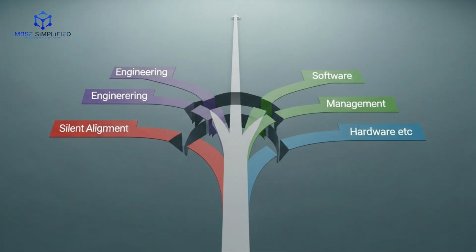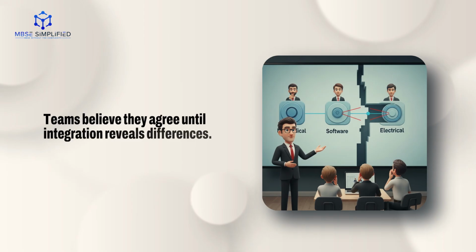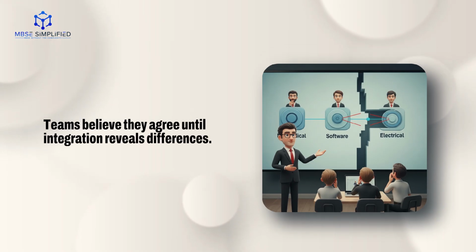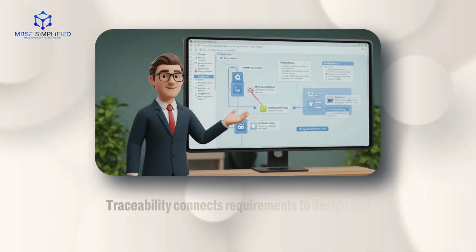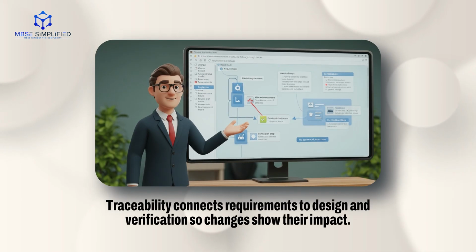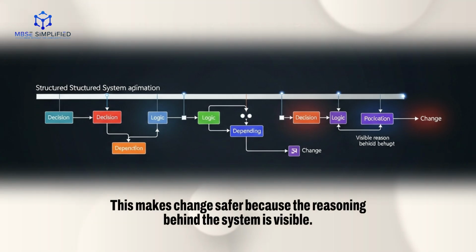Large systems involve many disciplines, each viewing the system from its own perspective and priorities. Without a shared model, misalignment grows silently. Teams believe they agree until integration reveals differences. Systems modeling language provides a neutral reference where discussions anchor to the same structure and behavior. Traceability connects requirements to design and verification so changes show their impact. Instead of guessing consequences, engineers follow relationships through the model. This makes change safer because the reasoning behind the system is visible.